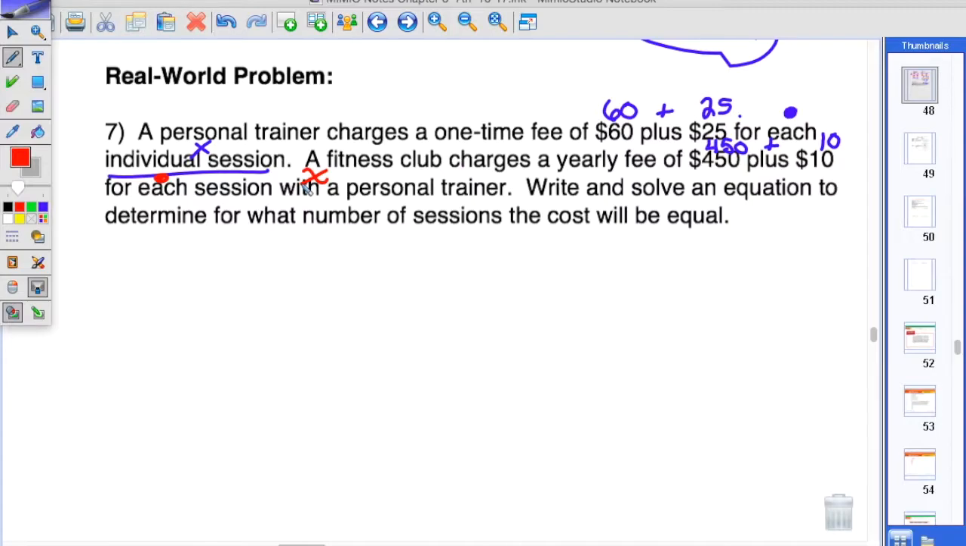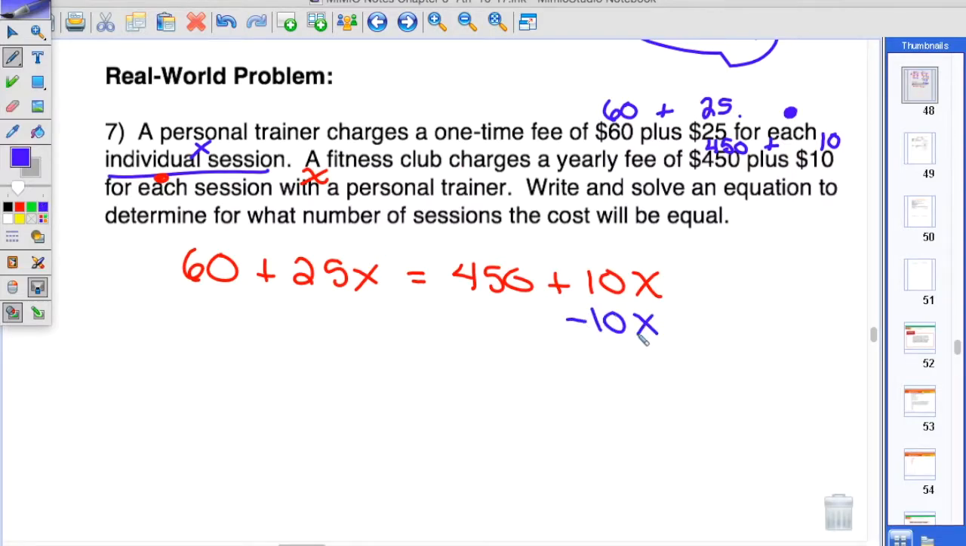So we're going to set both sides equal to each other. 60 plus 25x, that's the personal trainer, equals the fitness club, which is $450 plus $10 for each session. Now we want to get the variables to one side, so we can subtract 10x from both sides.